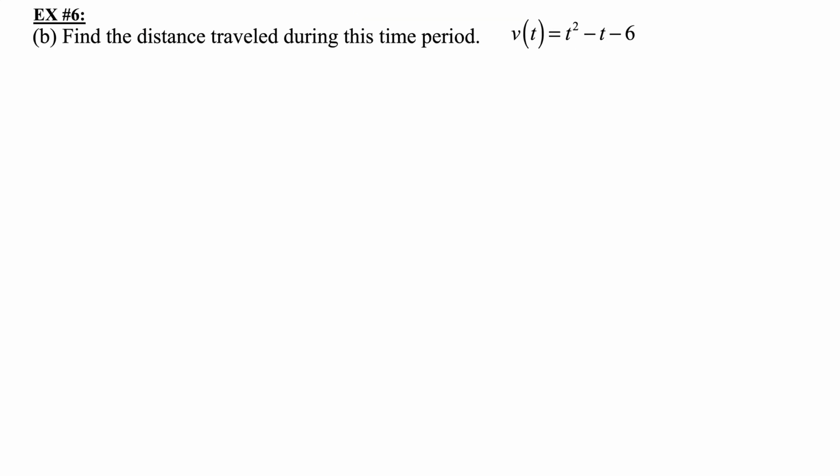Part B, find the distance traveled during this time period. Okay, now what we're going to have to do is figure out where we stopped. We may have gone to the left first, then to the right, or maybe we went to the right first, then to the left. We have to find where our stopping point is.